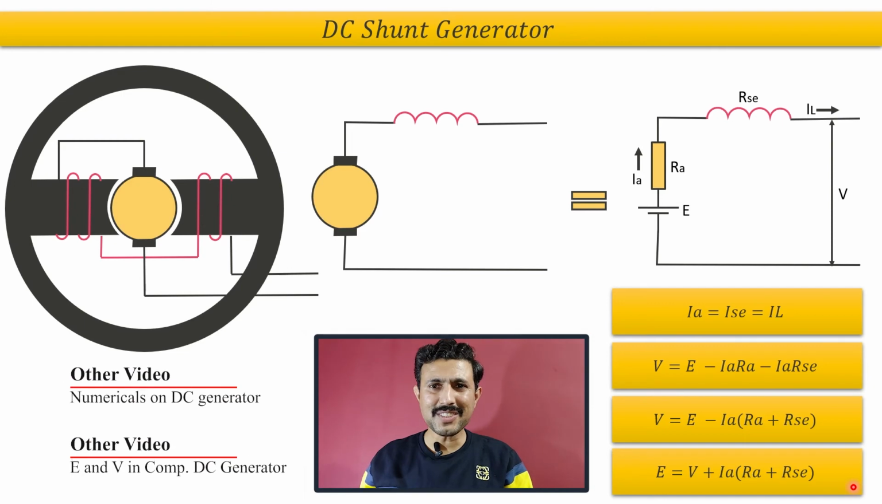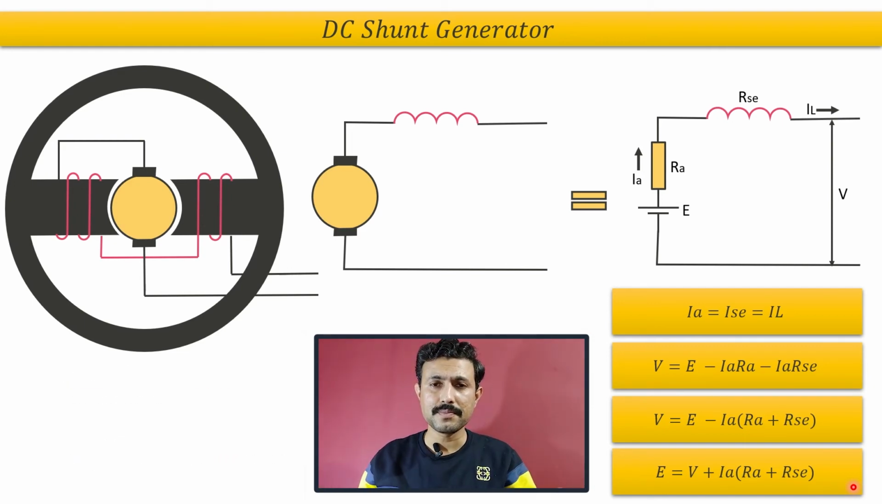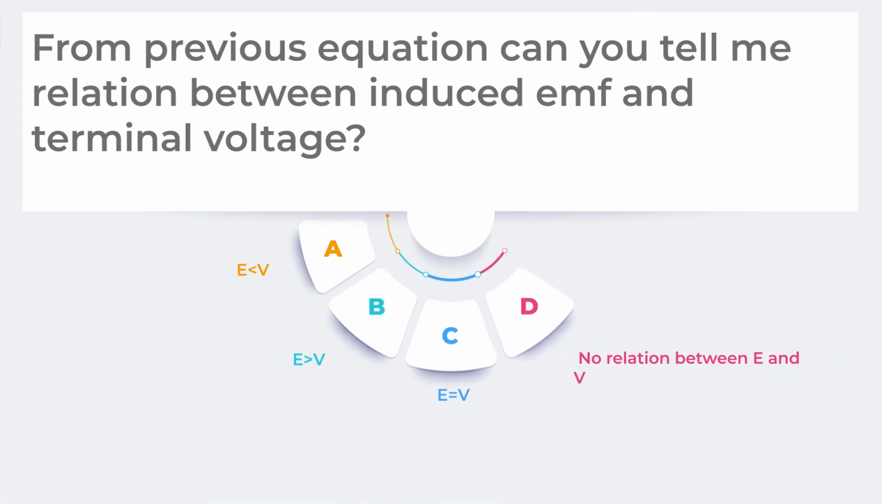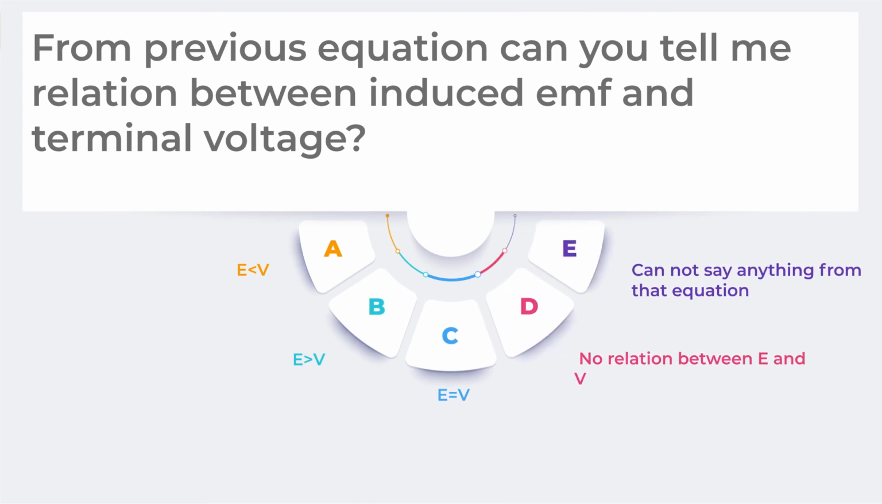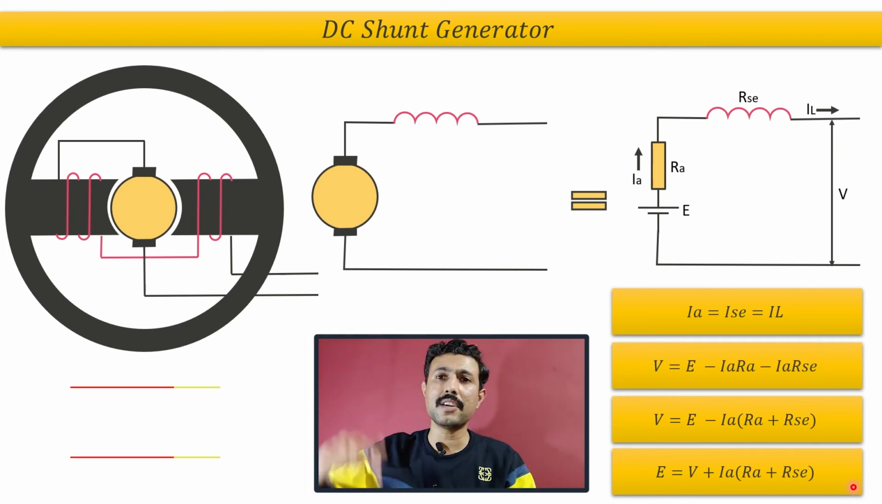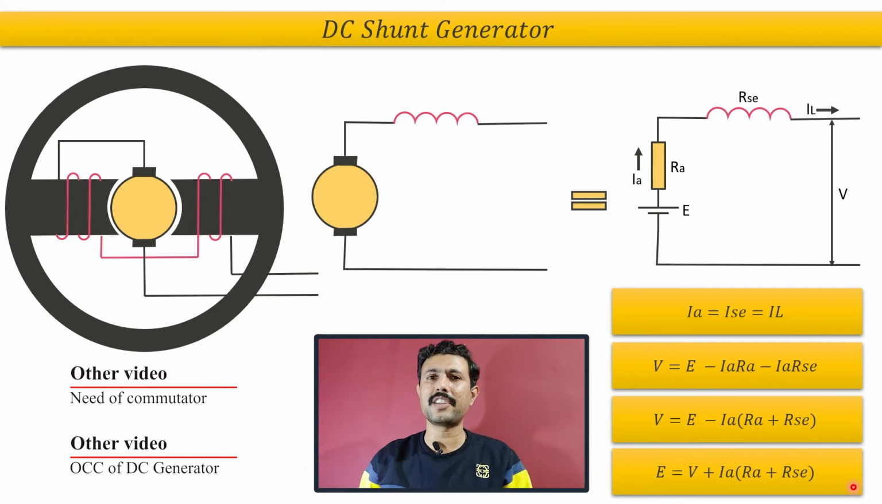Now it's time for your brain test. There is a question for you: from the previously derived equation, can you tell me the relation between induced EMF and terminal voltage? These are the 5 options, and you need to think about that equation and then write your answer in the comment section below. Have you written the answer? If not, quickly think and write the answer in the comment section below.